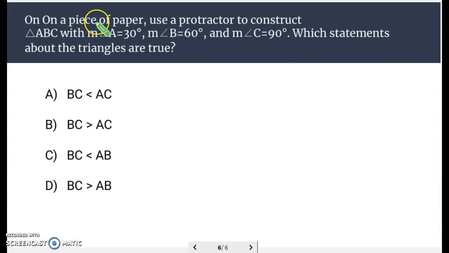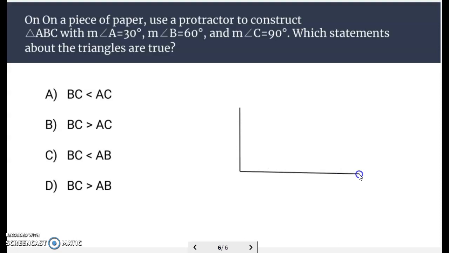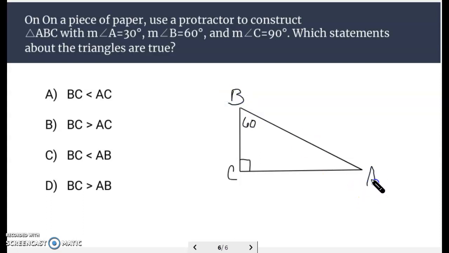On a piece of paper, use a protractor to construct triangle ABC with angle A is 30, B is 60, C is 90. Which statements are true? All right, let's try to get an approximation for how this might look, similar to the one I drew before. There we go. We know angle, which is 90 degrees, and that is apparently angle C. The bigger angle, 60 and 30, 60 would be right here. That is angle B. And angle A would have to be 30 degrees. Notice that looks a little smaller.